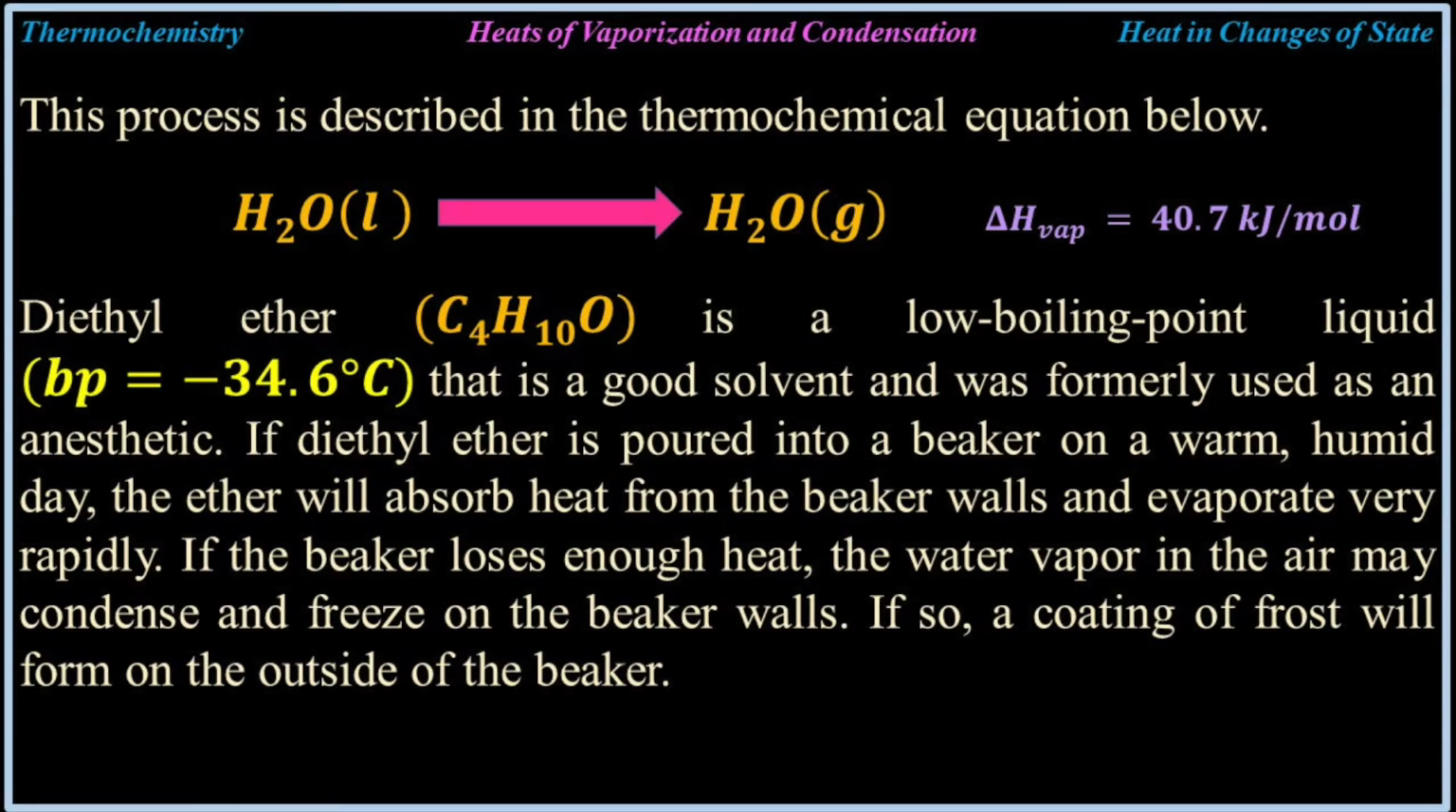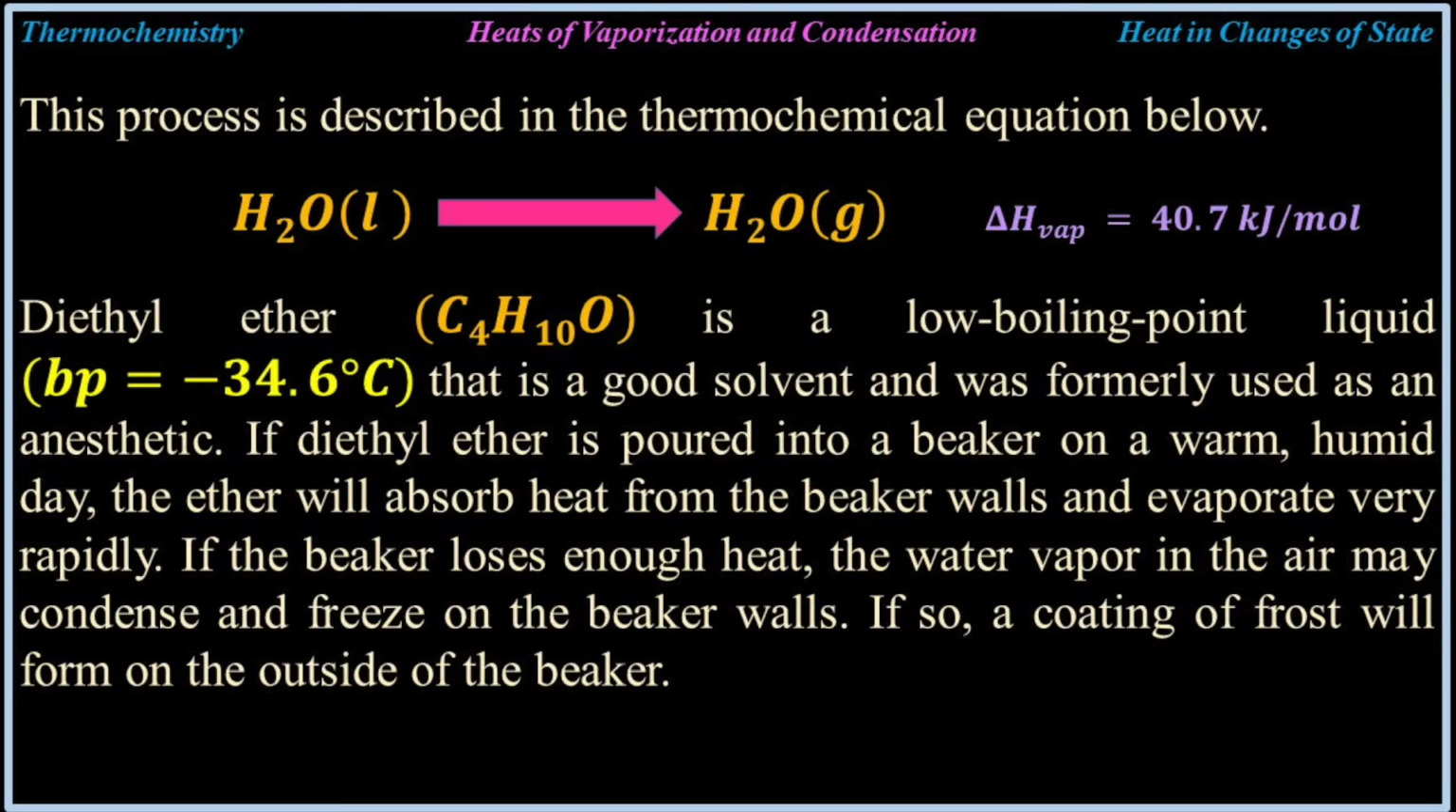Diethyl ether, C4H10O, is a low boiling point liquid. Its boiling point is 34.6 degrees Celsius. It is a good solvent and was formerly used as an anesthetic.